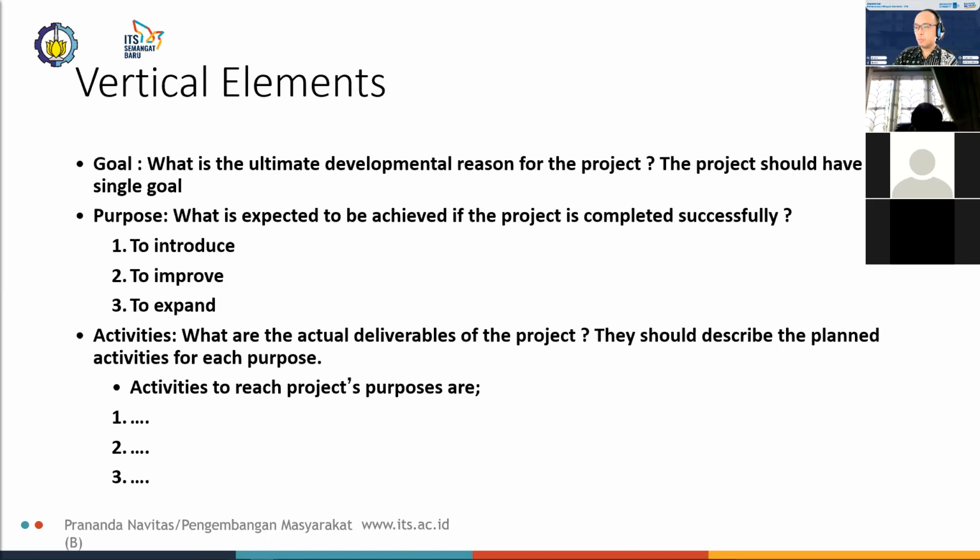And purpose: what is expected to be achieved if the project is completed successfully. It could be one of three: to introduce, to improve, or to expand. For example, the purpose of our community library is to improve adult literacy among members of the community.